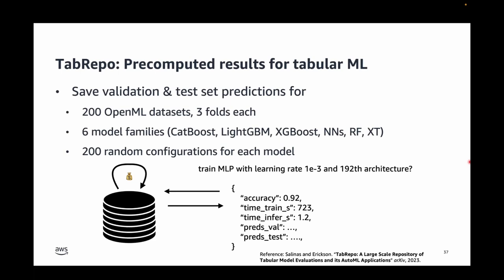What we store is not just the performance of the models, the accuracy of each individual model and its train and inference time, but also the validation and test predictions of these models. So this is essentially everything, all the information that AutoGluon would itself see when starting to do ensembling. We have a huge collection of base models that AutoGluon would see in the second layer. That is 600 tasks in total times six models times 200 configurations, which is a really large amount of data.